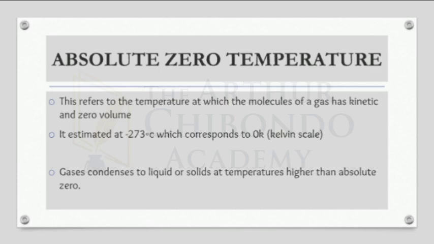So we are saying gases condense to liquids or solids at temperatures higher than absolute zero. A gas will condense to a liquid when the temperature is greater than absolute zero. The same applies to solids, which cannot be converted into liquids if the temperature does not go above absolute zero. So there should be a higher temperature than absolute zero for a gas to condense into a liquid. I hope you are following.